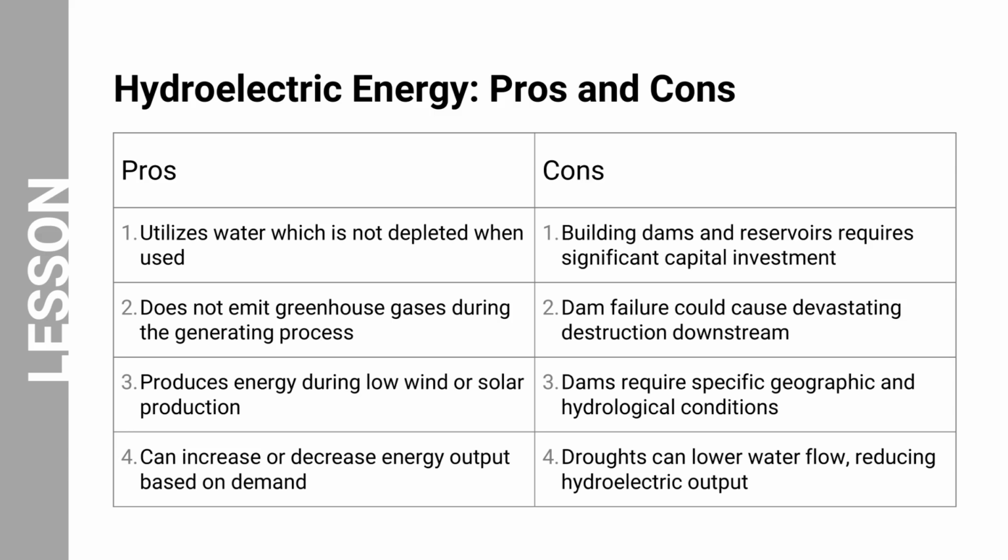The con is that although it is clean, a dam failure could cause devastating destruction downstream, leading to environmental impacts. 3. The pro is that hydroelectric energy is produced during low wind or solar production. The con is that dams require specific geographic and hydrological conditions, limiting potential locations. 4. The pro is that hydroelectric energy can increase or decrease energy output based on demand. The con is that droughts can lower water flow, reducing hydroelectric output.